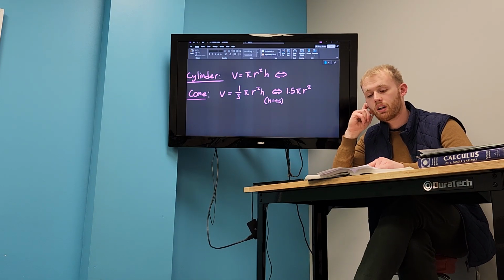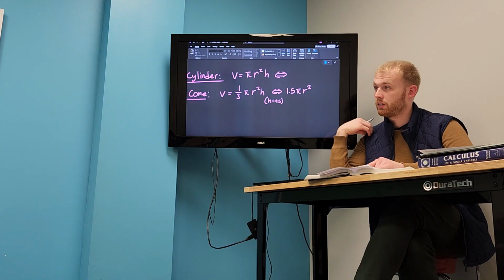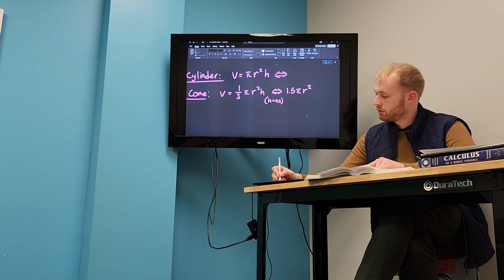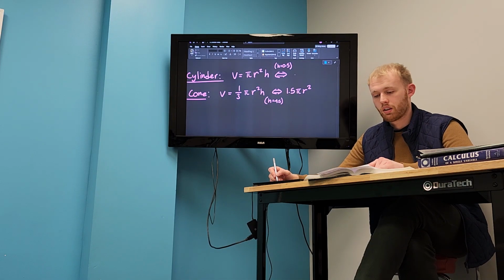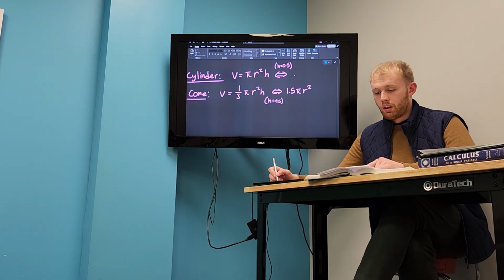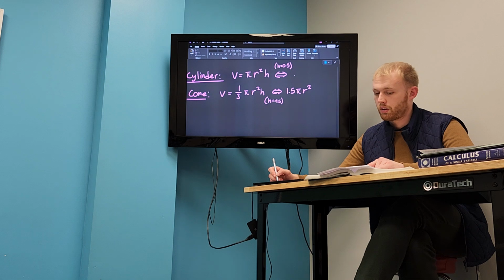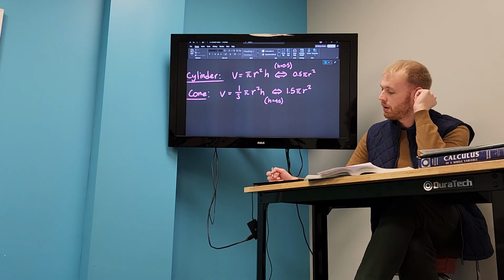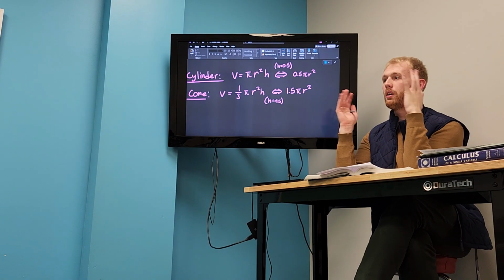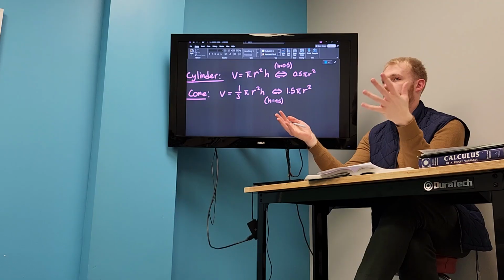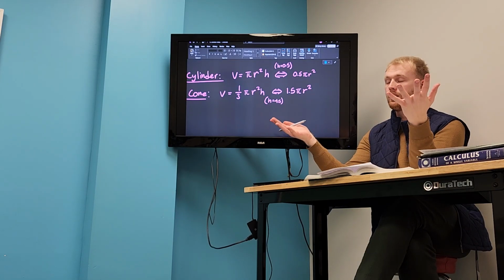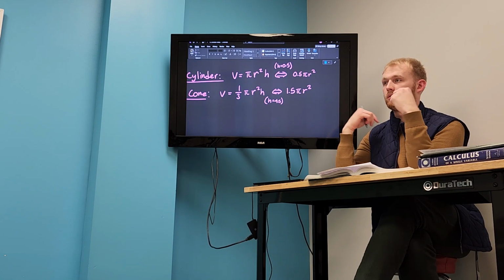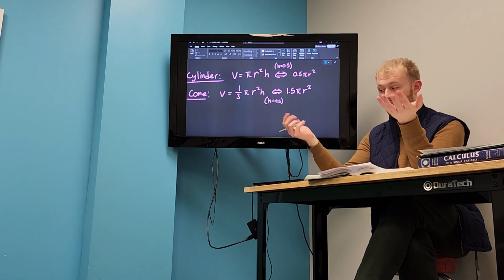Okay? Alright, let's talk about the cylinder. The height of the cylinder is 0.5, so it's just pi r squared over 2. Sure, I'm gonna write it as a decimal so we can keep the format the same. Good. What's the total volume of the oil between the cone and the cylinder? Let's just add those two together.